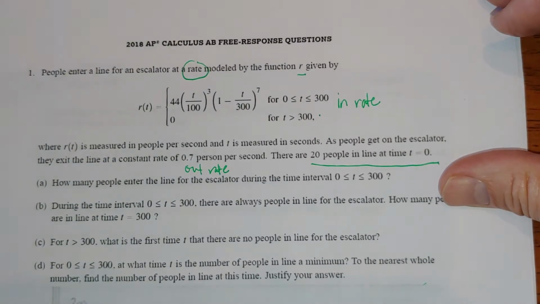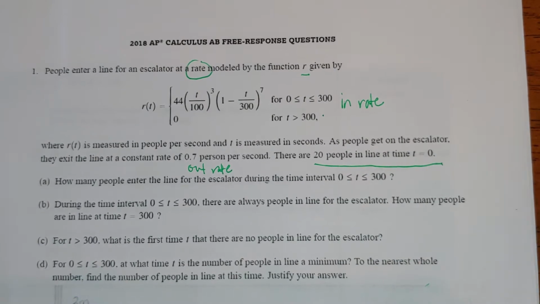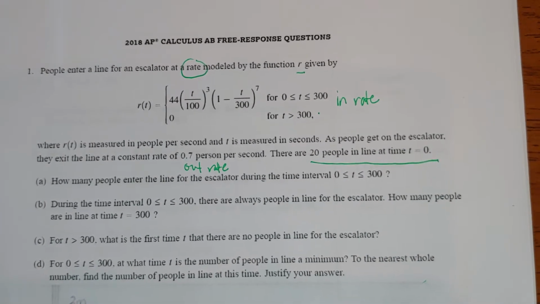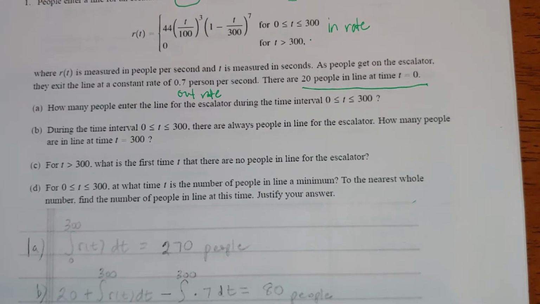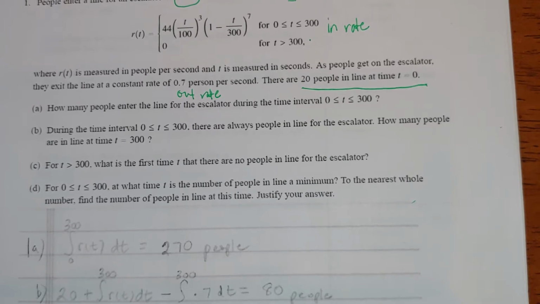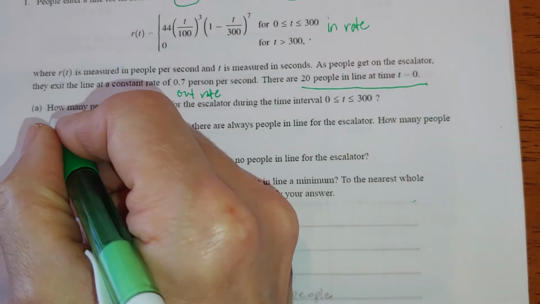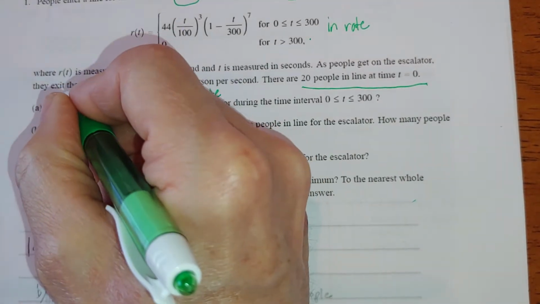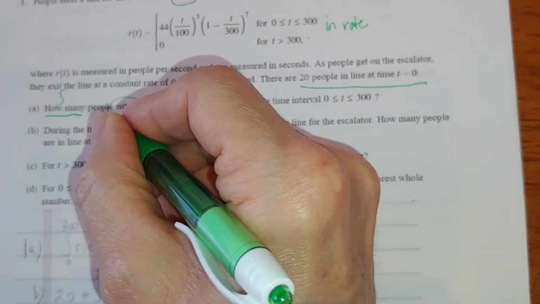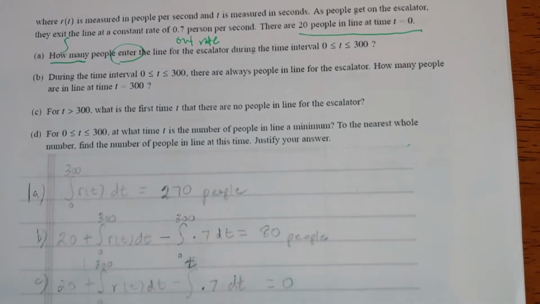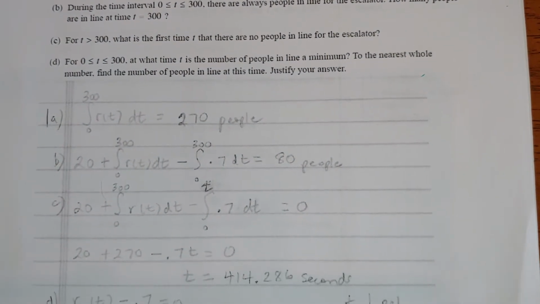I don't think this one's going to be too challenging, but I do have my calculator to show you some things on the calculator. Question A. How many people enter the line for the escalator during the time interval from 0 to 300? It's a how many question, so we know that since we have a rate, we're going to integrate. And this is only wanting the people that are entering the line. So let's take a look at my work, and then I'll show you the official scoring rubric.